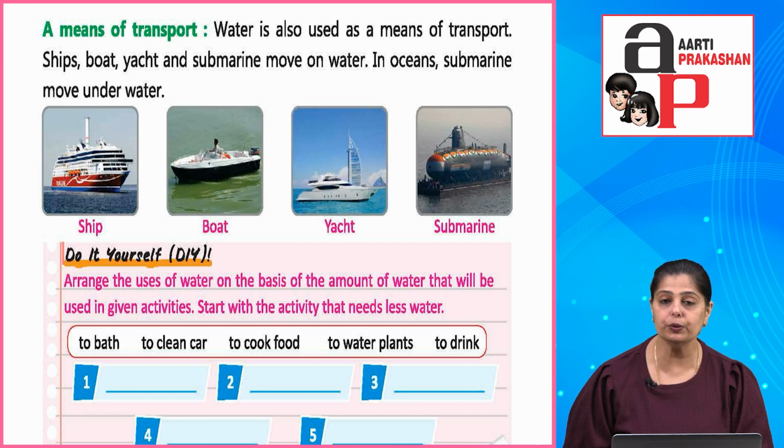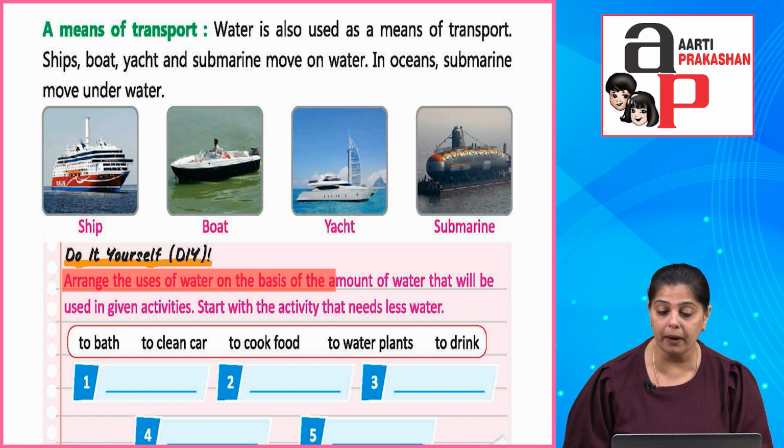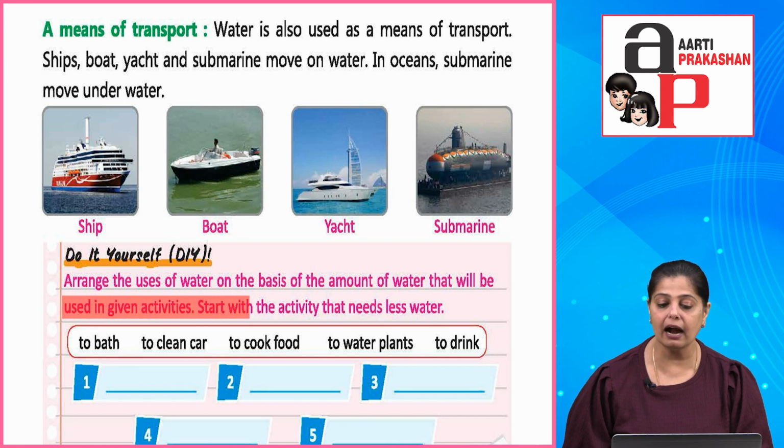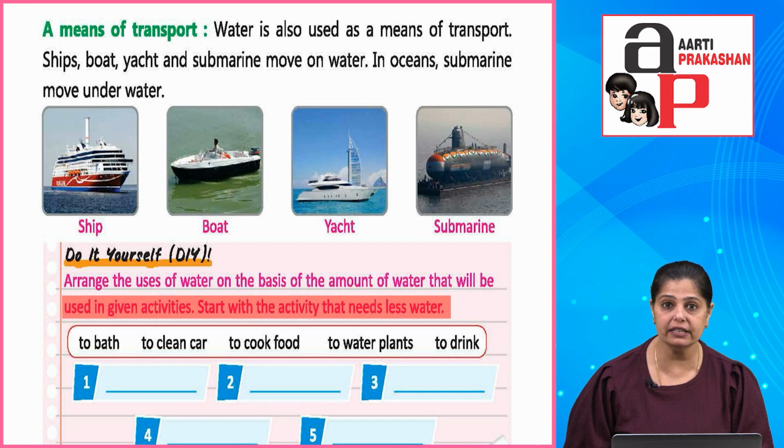Okay, now do it yourself. Arrange the uses of water on the basis of the amount of water that will be used in given activities. Start with the activity that needs less water. So, इसमें से कौन सी एक्टिविटी ऐसी है जिसके लिए कम पानी भी चल जाता है और कौन सी ऐसी एक्टिविटी है जिसके लिए आपको ज़्यादा पानी की ज़रूरत है. Okay, you have to mention that.